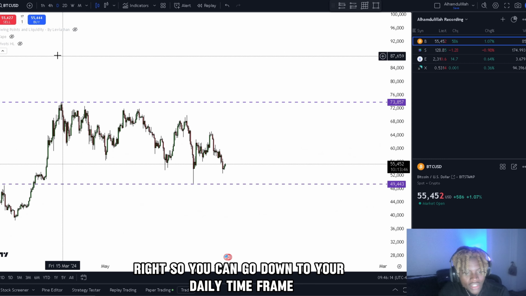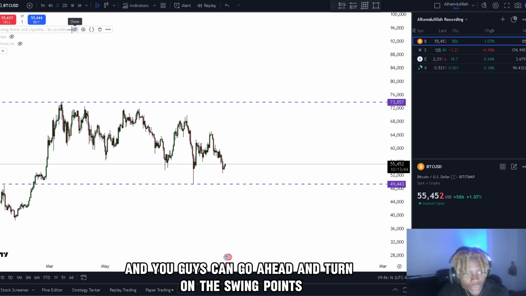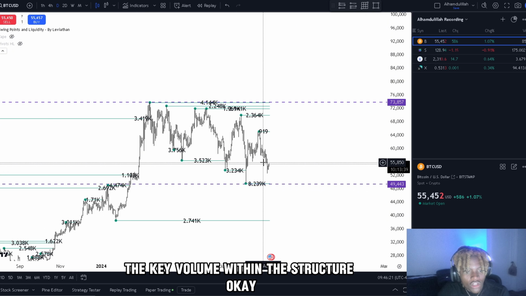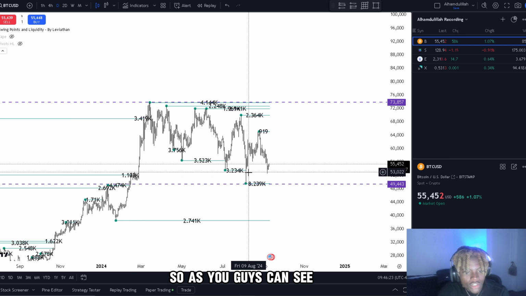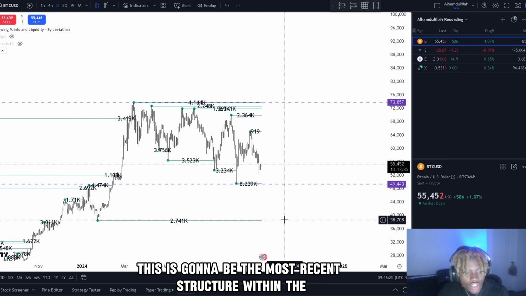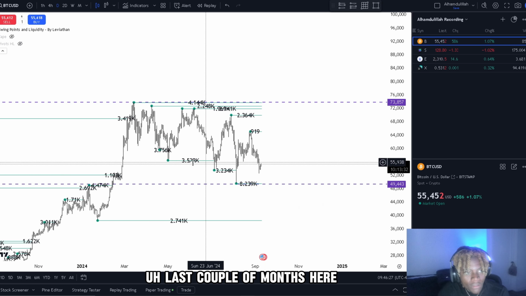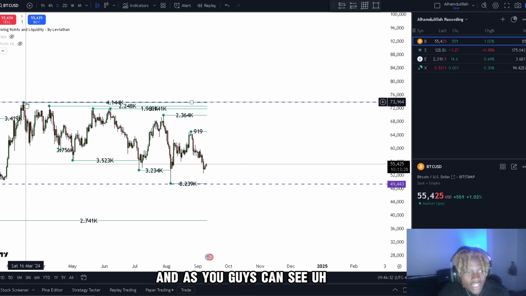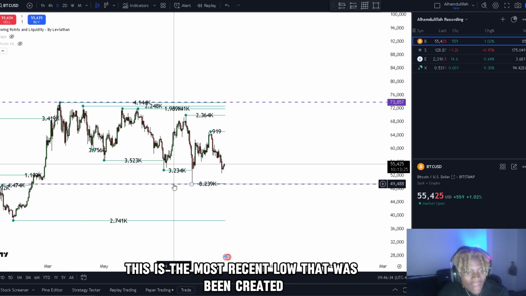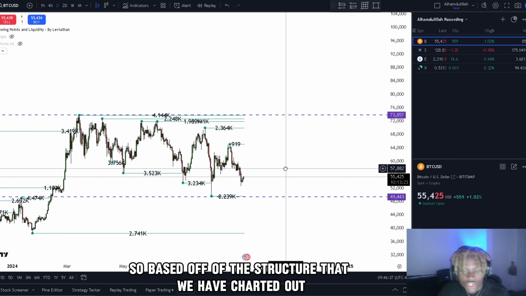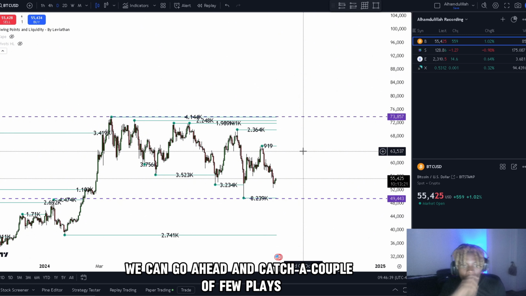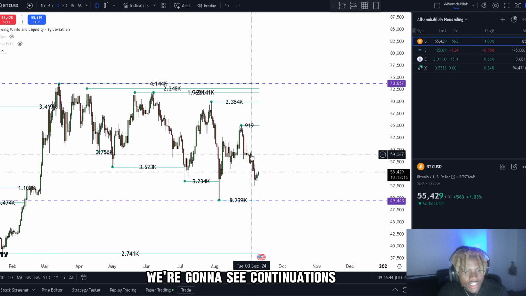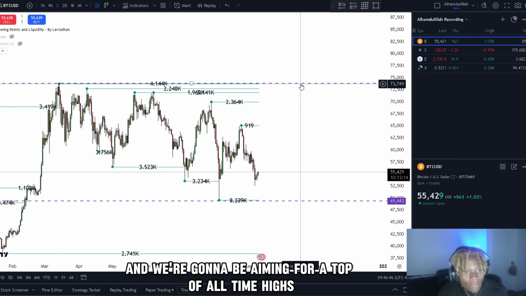Now you guys can scale down to your daily time frame, and turn on the swing points and liquidity by Leviathan indicator. This is going to show you guys the key volume within the structure. As you guys can see, this is the most recent structure within the last couple of months. All-time highs over here, and this is the most recent low that was created. Based off of the structure that we have charted out, we can go ahead and catch a couple of plays. As you guys can see here, we're going to see continuations and we're going to be aiming for the top of all-time highs.